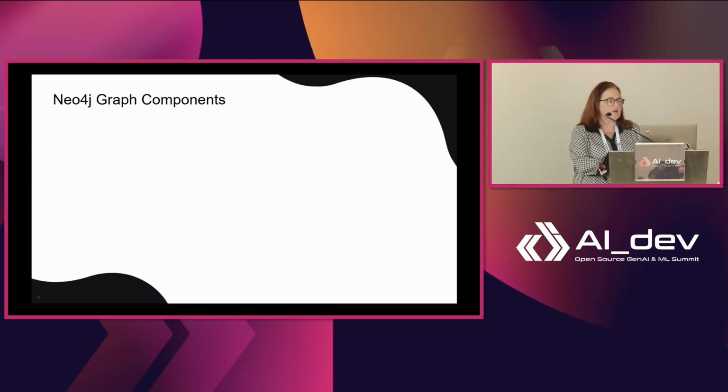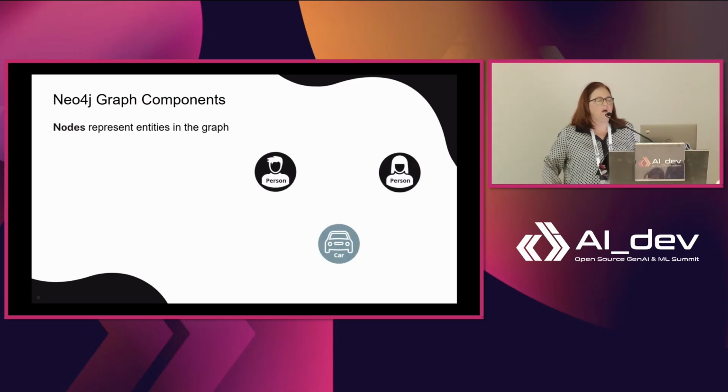But I'll talk to you a little bit about what a graph is and what graph components are, for those of you who are new to it. When we think of the data structure associated with a graph database, we primarily start with nodes, or entities. You can think of these often as the table names in a relational database. So in this case, maybe we have a person table and a car table.